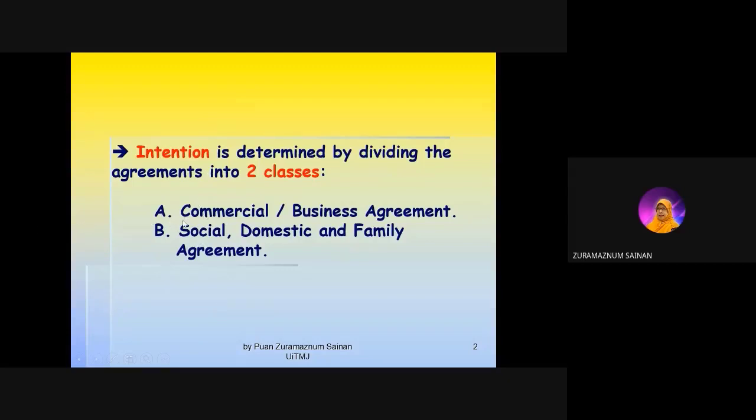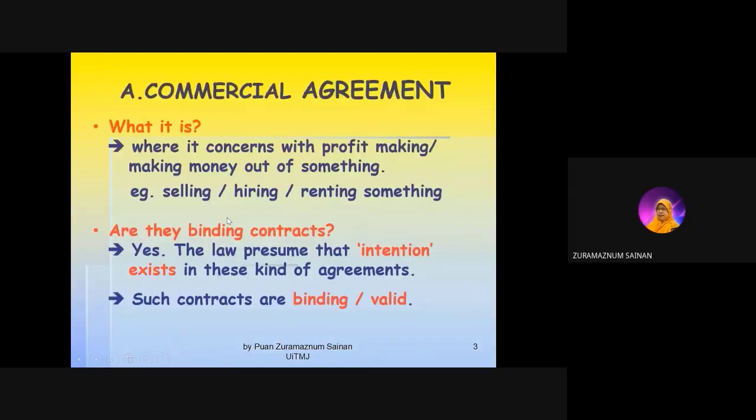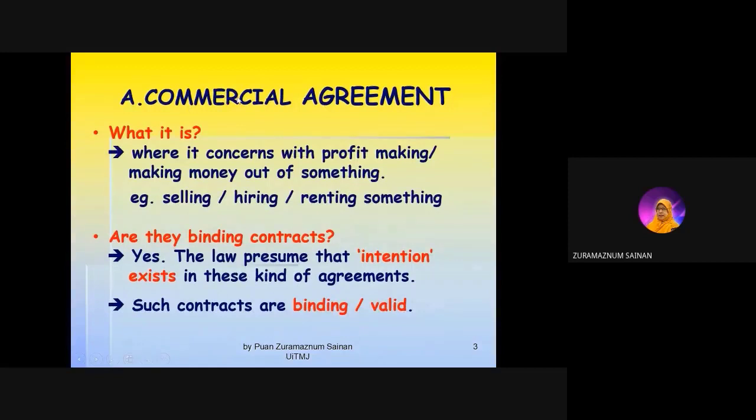I think you know the meaning of commercial agreement kan? Yang ada nilai-nilai commercial, perniagaan, selling, hiring, renting, right? All these are kind of agreement. So the law, the formula is that we presume there is intention. Caranya kalau it is a commercial agreement, kalau business agreement, making money atau profit agreement, that agreement is valid. Why? Because we presume there is intention, ada niat to make a valid contract.